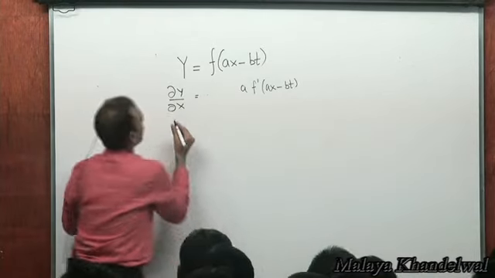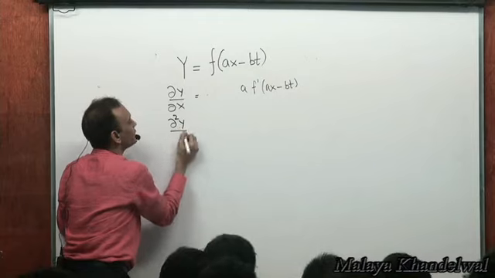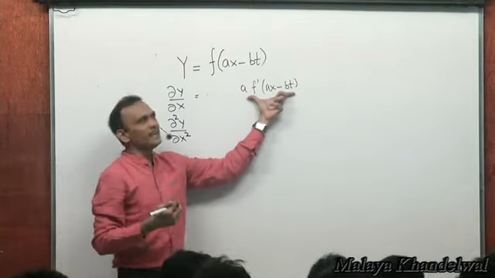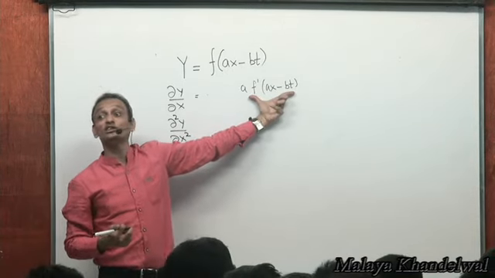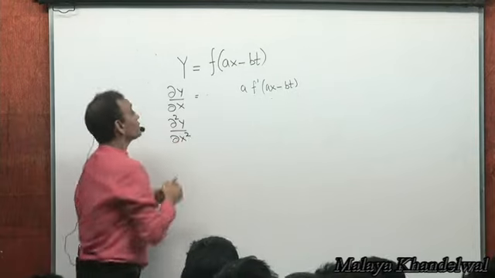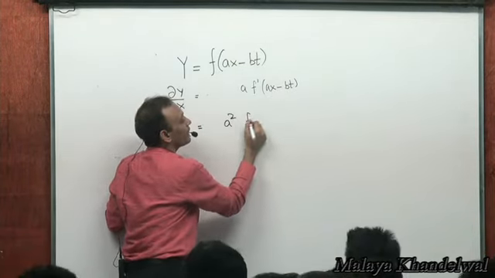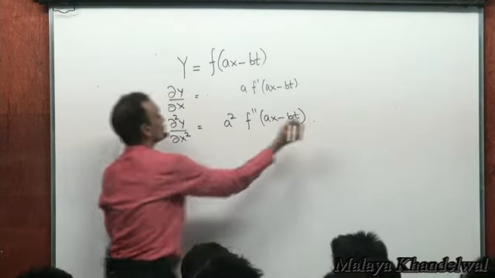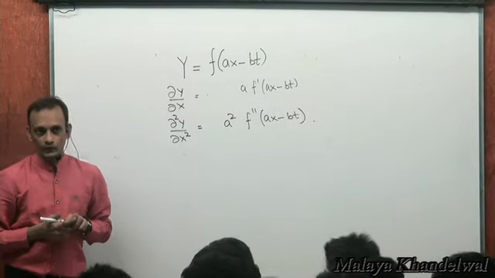Now, if I differentiate y with respect to x one more time, that's like dou 2 y by dou x 2. That means differentiate this again with respect to x. That will give me a squared f double dashed (ax minus bt). Yes or no? Right?